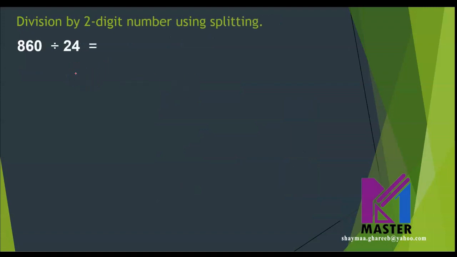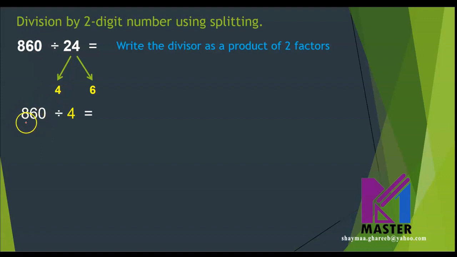Now let's use a splitting way. Write the divisor as a product of two factors. We have 860 divided by 24. So what do you think? The 24 could be written as 4 times 6 or 3 times 8. So I will do here 4 times 6. Now let's divide the 860 by 4.